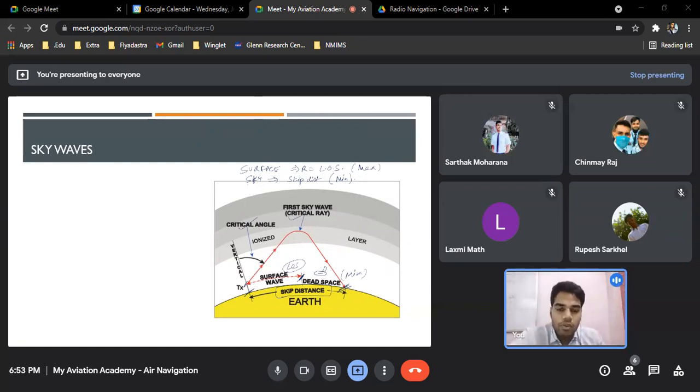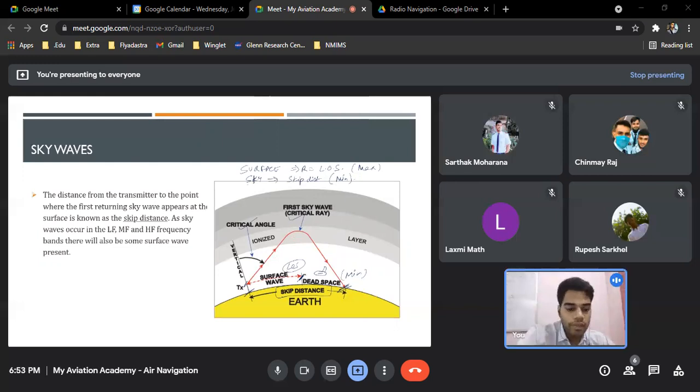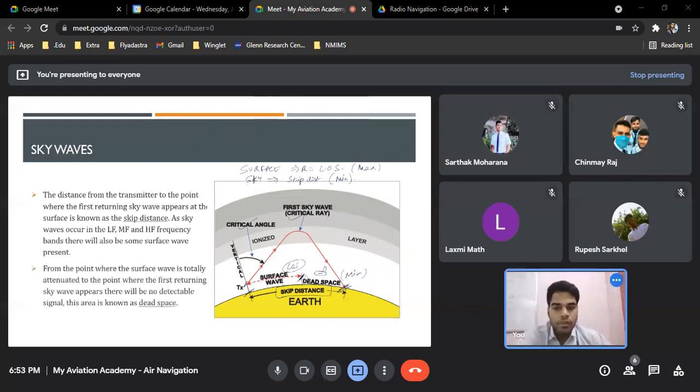The other way I can do it is to increase the surface wave, but the only way I can do that is if I increase the tower height, but I can't do that as well. So this is a space known as dead space where there is no signal receivable. Same thing is written in here. So this area is known as dead space.